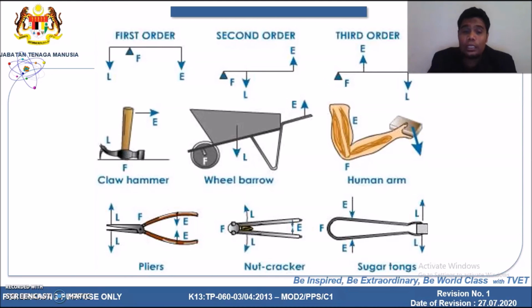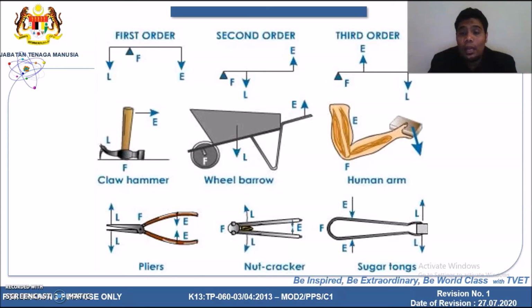Itu second order. Satu lagi adalah nutcracker. Nutcracker pun sama juga, load dekat tengah. Kacang tu kat tengah, hujung tu fulcrum, and effort yang kita tekan tu lah, itu second order. Dan another one is third order. Third order, effort kita kat tengah. Tadi first order, fulcrum kat tengah. Second order, load kat tengah. Dan third order ialah effort kat tengah.